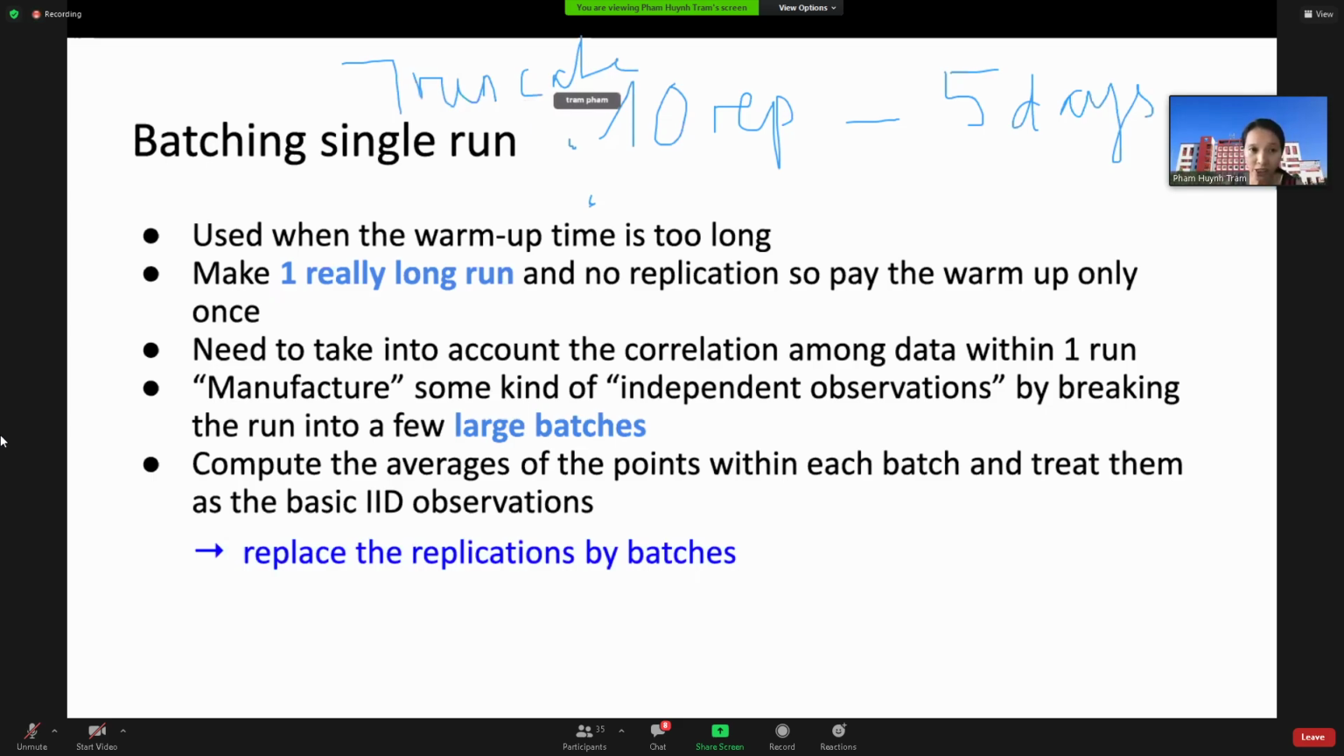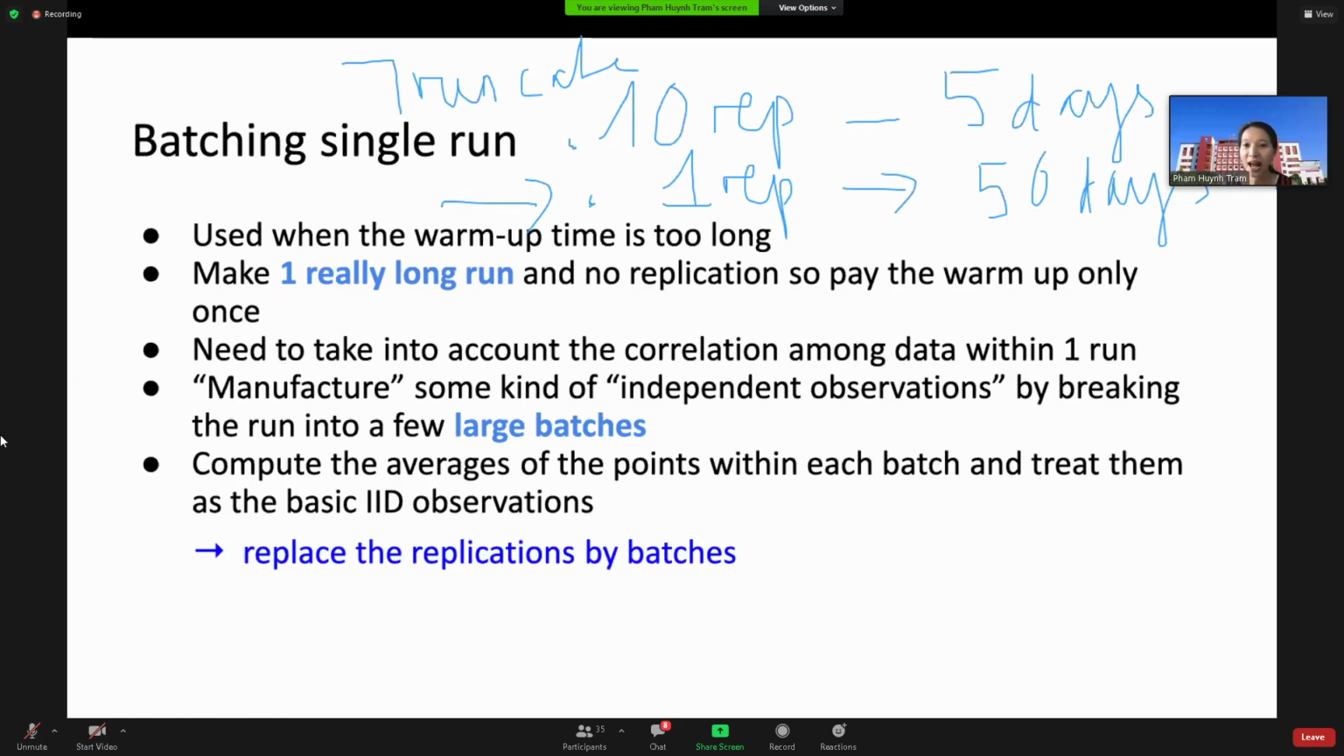Now for the batching single run method, we run only one replication, but for, say, 50 days. So you can quickly observe that roughly the amount of time for simulation is about the same: 10 replications of 5 days and 1 replication of 50 days. So the number of data we collect in total from this simulation is more or less the same.